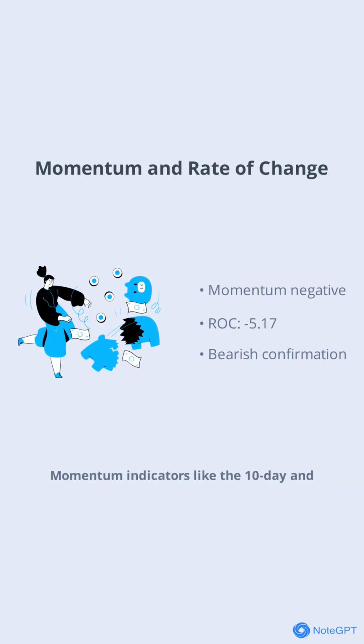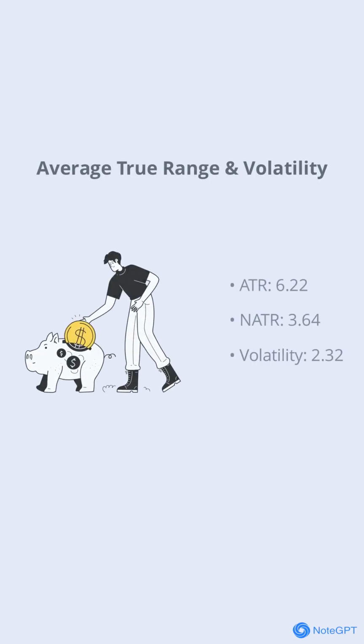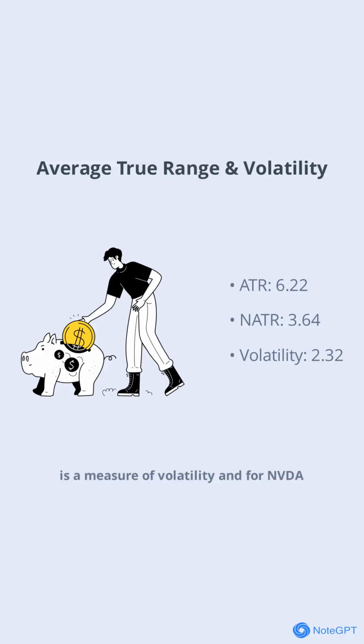Momentum indicators like the 10-day and 20-day momentum values are both negative, at -8.65 and -10.42 respectively. The rate of change, ROC, over 14 days is -5.17, further confirming the recent downward movement. These indicators help quantify the strength and direction of the trend, and negative values reinforce the current bearish sentiment in NVDA's price action. Average True Range, ATR, is a measure of volatility, and for NVDA the 14-day ATR is 6.22.